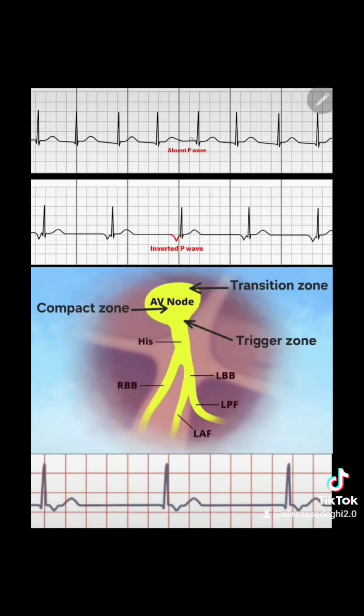And finally, if the signals are coming from the trigger zone, or what we call infranodal signals, what happens is that the signal will shoot down the His-Purkinje network and depolarize the ventricles. However, then the signal has to go through the slow conduction of the compact zone before it can reach the atria. And for that reason, what you will end up with is a ventricular contraction first and then an atrial contraction. We call these retrograde P waves.